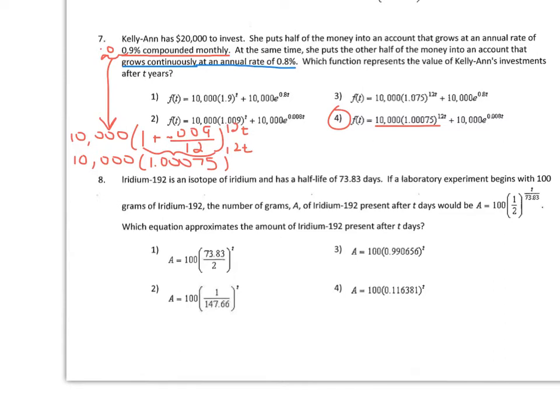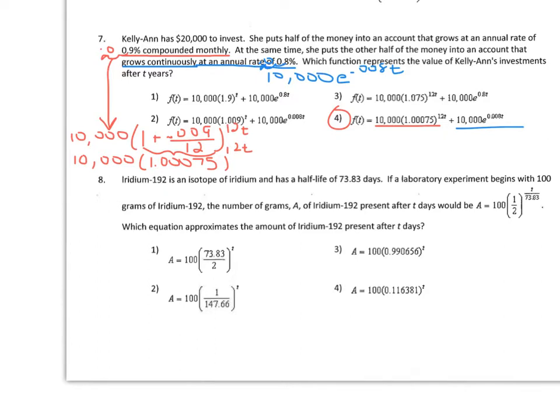Okay, so she takes the $10,000, and if it grows continually, you're going to multiply that by e to the RT power. So if we take our rate, let's take this decimal and move it back twice, it's going to be 0.008, and that's going to be to the t power, which is what this says right here. Okay, so choice 4 is our answer.